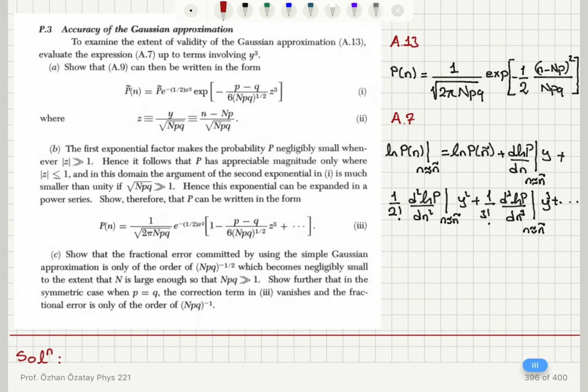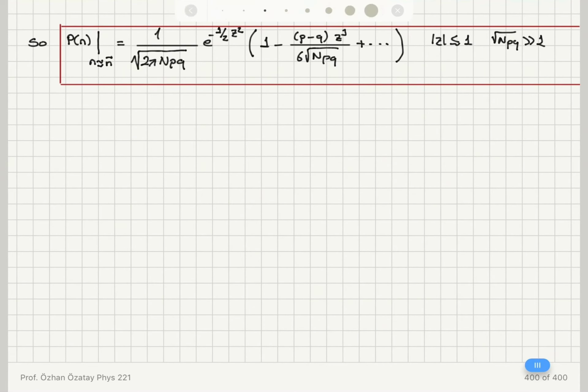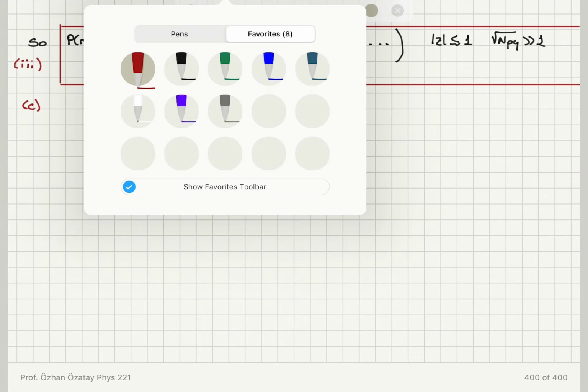So let's go back to part B. That's what we were supposed to show. This is the expression that we have obtained for triple I. So this is equation triple I. Now let's move on to part C, which is about the fractional error.